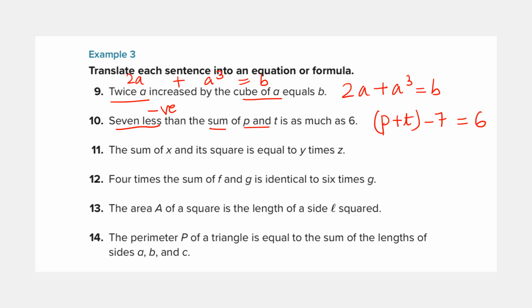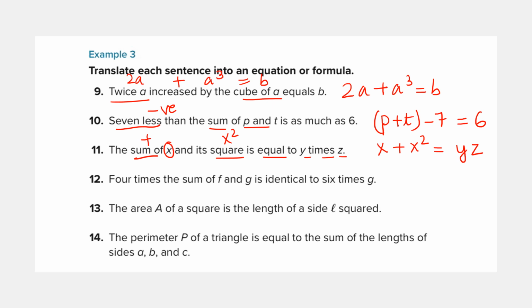The sum of x and its square is equal to y times z. So sum means addition of x and its square. Its square will be x squared. So x plus x squared is equal to y times z. Y times z means multiplication, so yz.